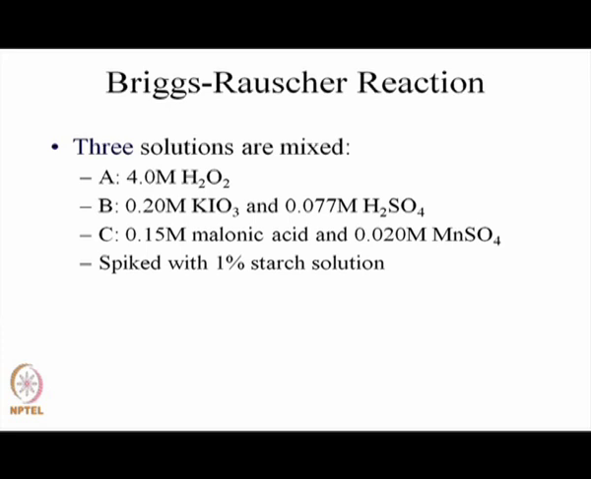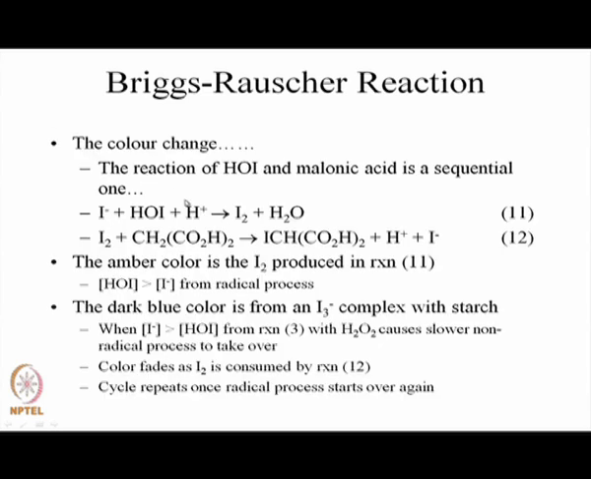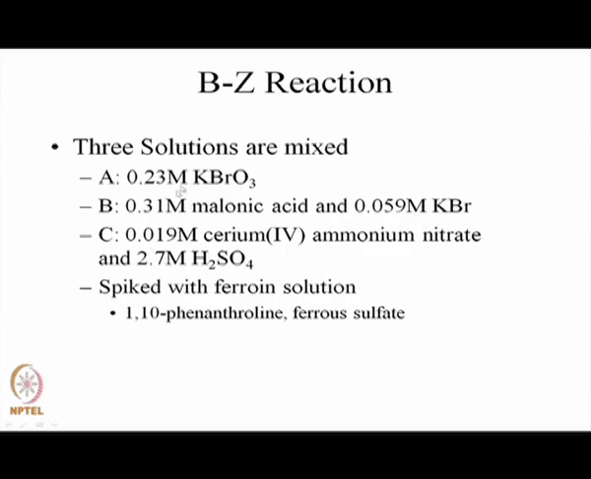Okay. So, like for the BR reaction, you can get H2O2, KIO3, H2SO4, malonic acid and MnSO4, as 3 solutions. If these three are mixed, and if you put a little amount of starch, then you will get this color change from amber to dark blue, and then dark blue to amber, and it will oscillate with time. In the same way, for the Belousov-Zhabotinsky reaction, if you use this, you can get nice colorations.